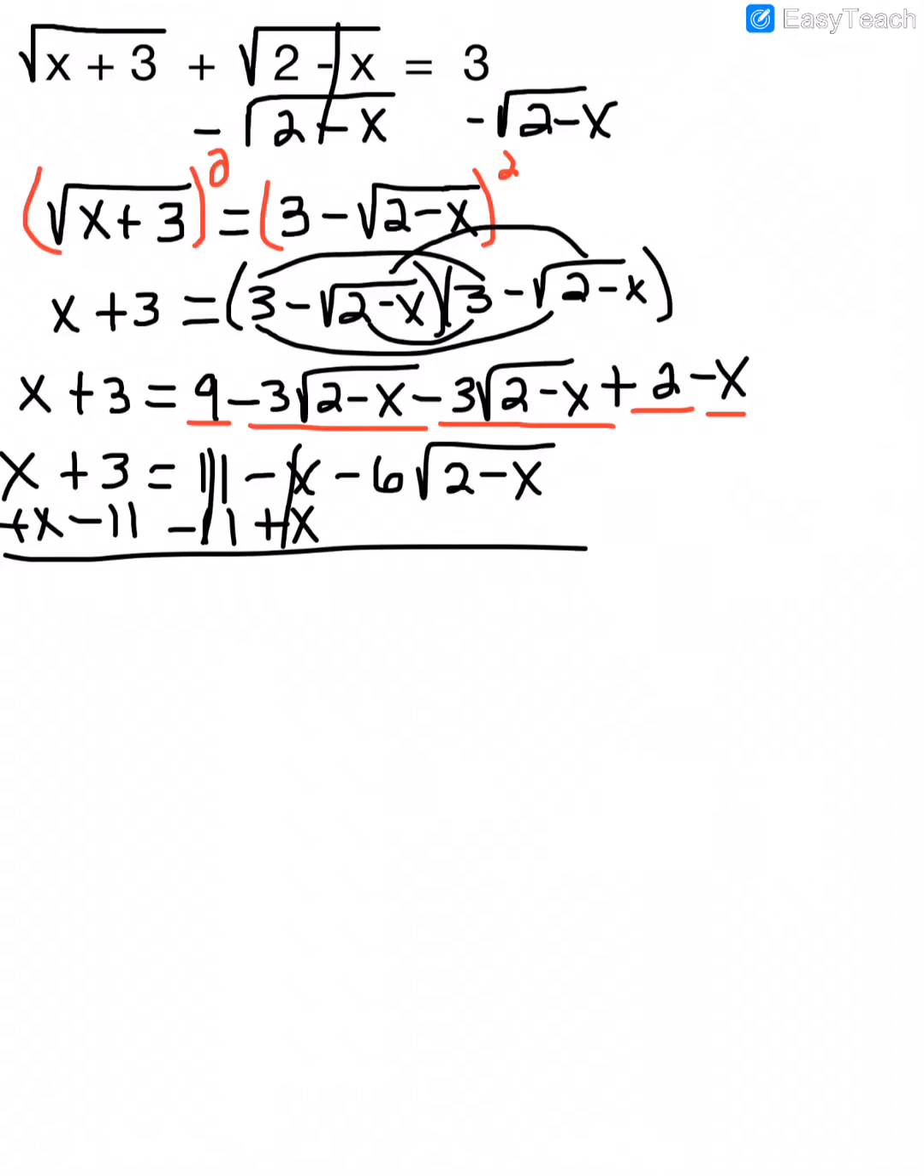Okay, so those cancel. x plus x, that's 2x minus 8 equals negative 6 square root of 2 minus x. All right, so now I have the radical by itself on one side of the equation, so I can go ahead and undo it by squaring both sides. So again, when I square a binomial, I have to write it twice and FOIL it.